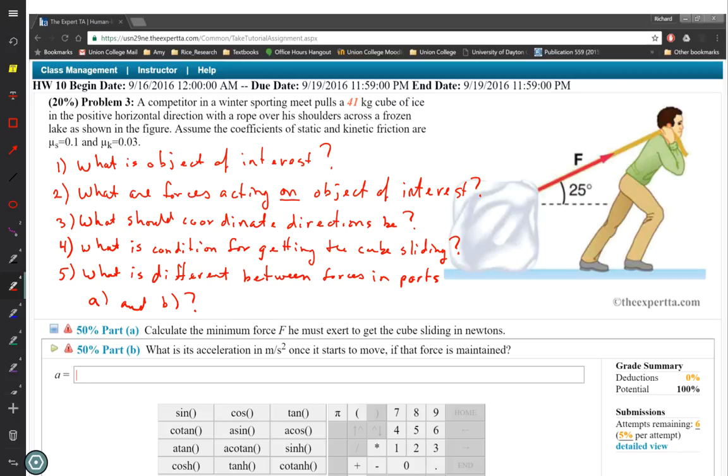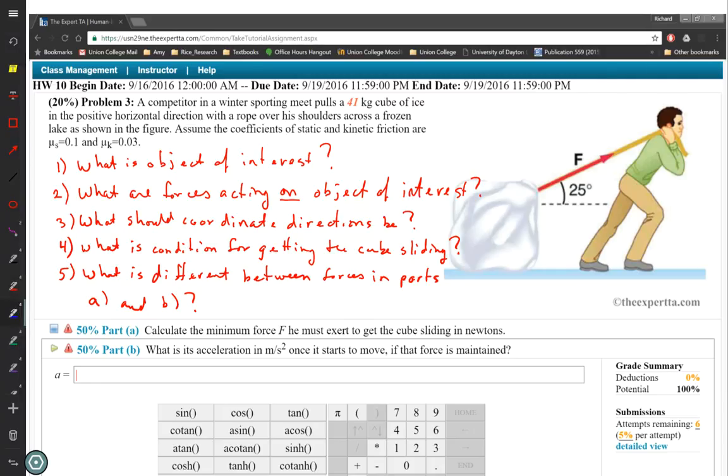And so you can see the problem. It's a person pulling a block of ice. And it tells you the mass of the ice, gives you the angle of the person's pulling from, and then it has 2 questions: calculate the minimum force to get it to start sliding, and then what's the acceleration going to be once it starts sliding. So I wrote here some questions to get us thinking about this so we can solve the problem.